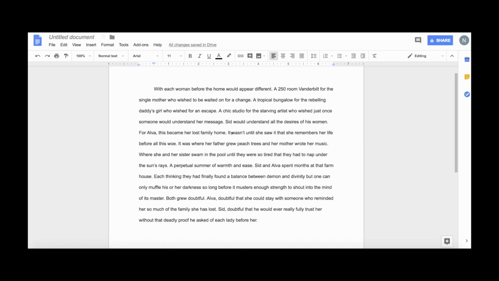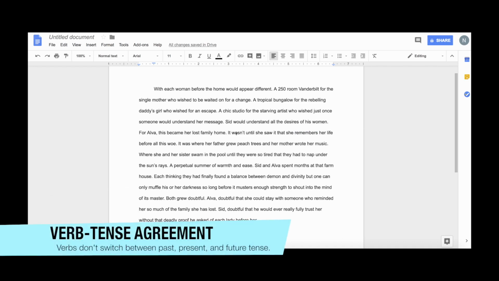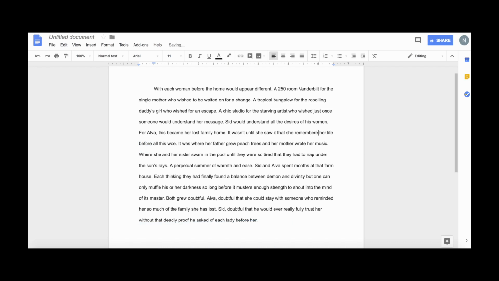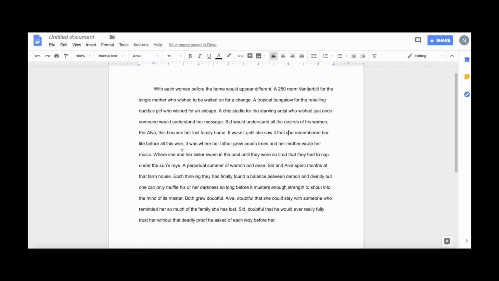So next, it wasn't until she saw it that she remembers her life before all this woe. So here, this remembers, you'll notice it doesn't quite sound right, and that's because the tense here doesn't match. So saw is past tense, but remembers is present tense. So because this actually took place in the past, we can tell by the before here, we want to change this to remembered. So then it changes into, it wasn't until she saw it that she remembered her life before all this woe.